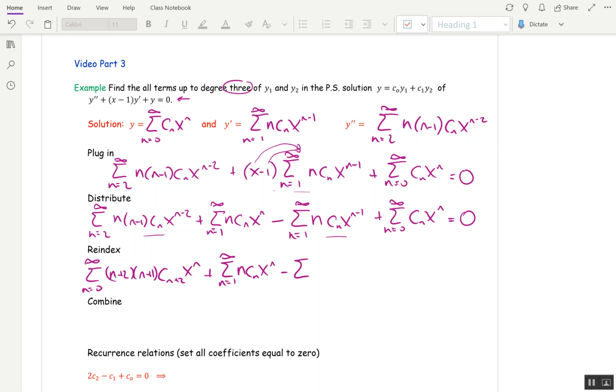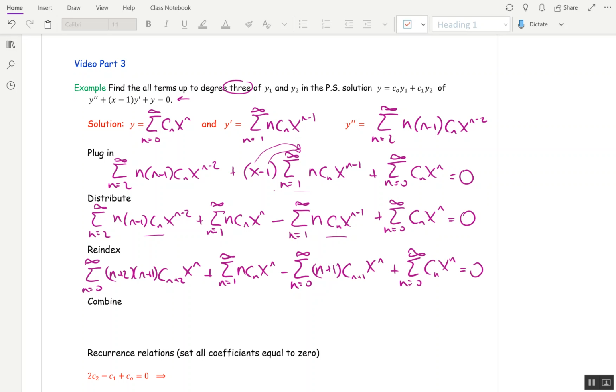The third one, I need to add 1 to the exponent, so I'm going to subtract 1 down here at the base, so that'll start at 0, and it'll be (n plus 1) c_(n+1) x^n. And then the fourth one I can just leave alone. And that equals 0.